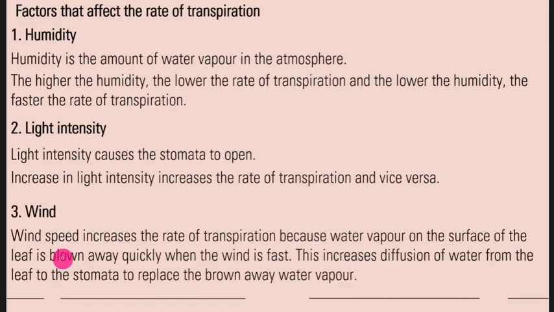We are saying that wind speed increases the rate of transpiration because water vapor on the surface of the leaf is blown away quickly when the wind is fast. So imagine water is evaporating from the leaf. When it reaches the surface, because there's wind, it evaporates quickly. Because it evaporates quickly, it gives more room for more water to come onto the surface. Because it is being picked up quickly by wind, the rate of transpiration in that leaf is going to be faster.